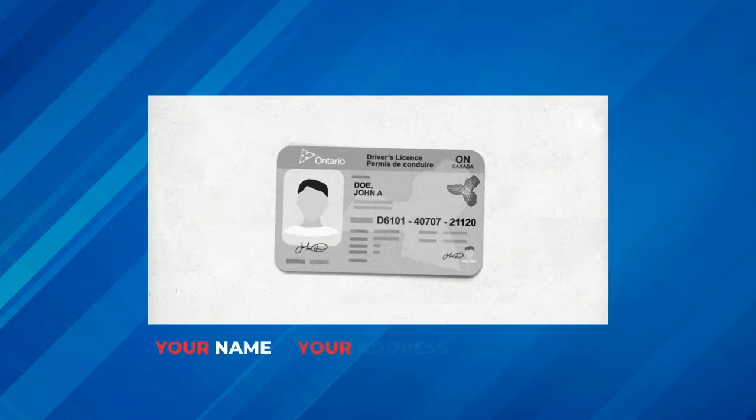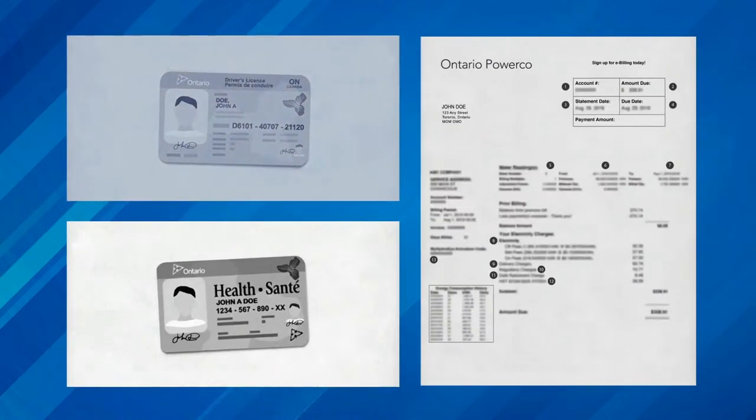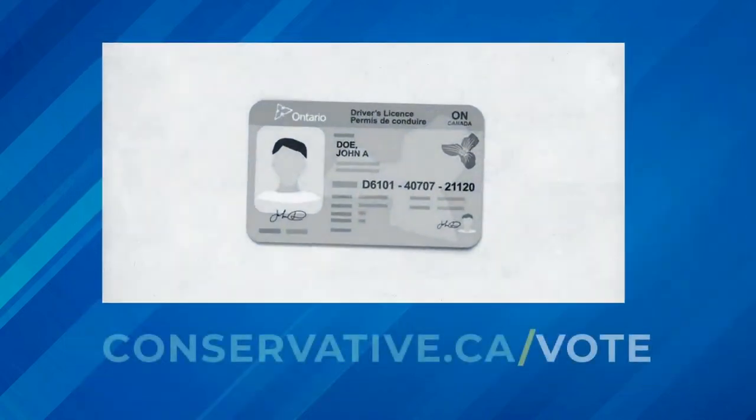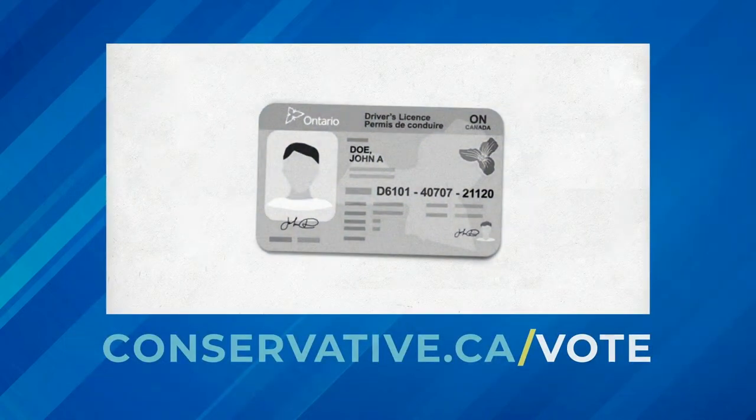Finally, you'll need to send in a photocopy of your ID. It must contain your name, your address, and photo. If you do not have a piece of ID that includes your name, address, and photo, you can also provide photocopies of 2 pieces of ID. One that includes your name and photo, and one that includes your name and address. A full list of ID requirements is available online at conservative.ca/vote.